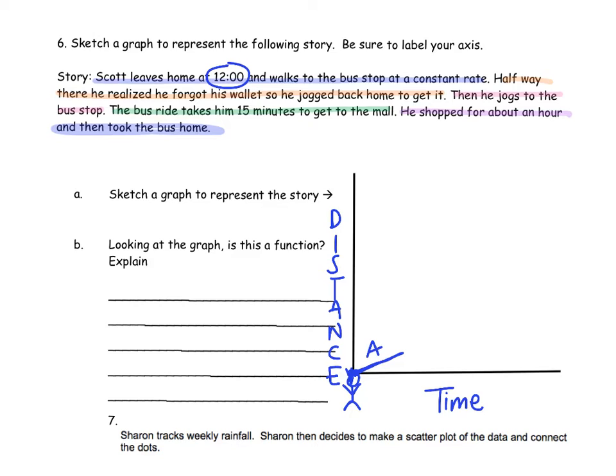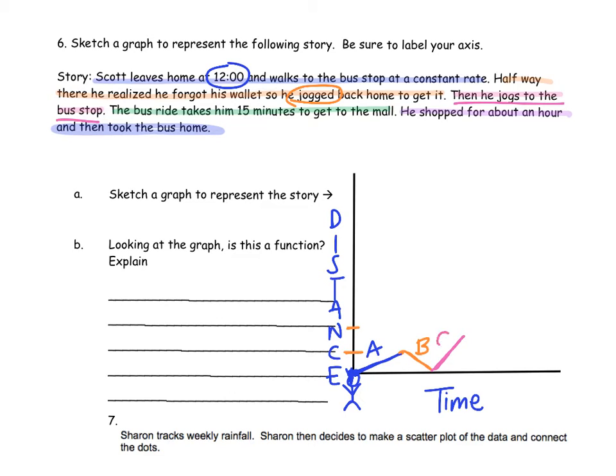Then halfway there, so we didn't quite make it to the bus stop. So if this is halfway to the bus stop, about here is where our bus stop is. He realized he forgot his wallet, so he jogged home. Jogging home is going to go faster than walking. So let's make him go home a little faster, so a little bit steeper line. So that's the second part, part B. He jogs back to the bus stop.